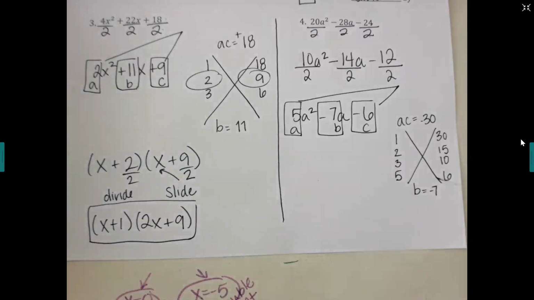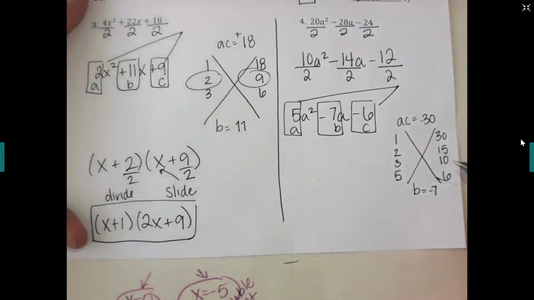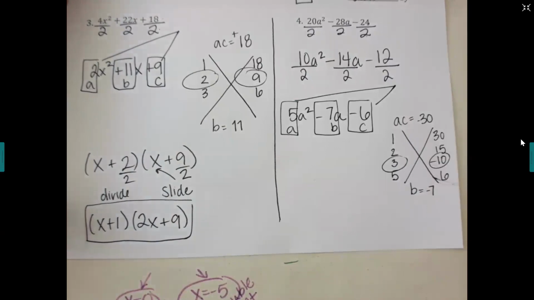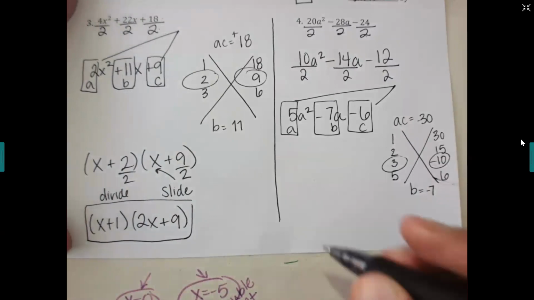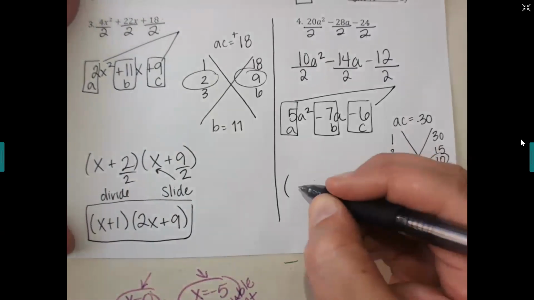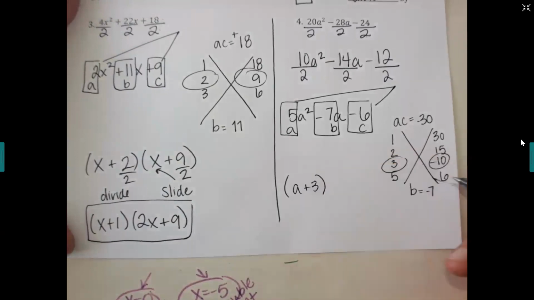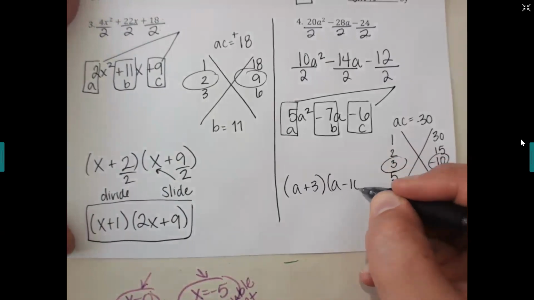Bigger. And which of these will minus the 7? 10 and 3. Negative on the bigger number. Remember, in this case, my letter is not an X, it's an A, but that's fine. You work it the same. You'll do an A with a +3 and an A with a -10.